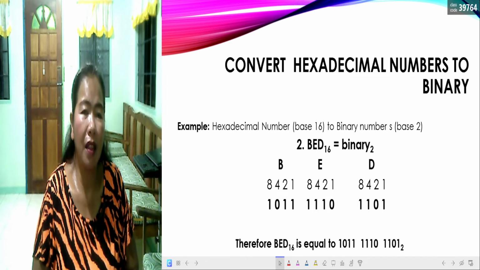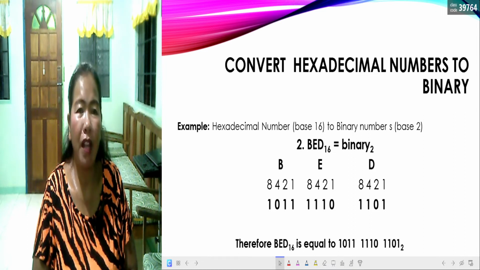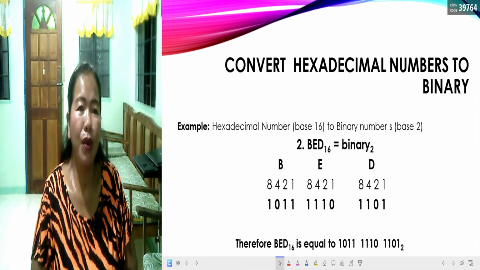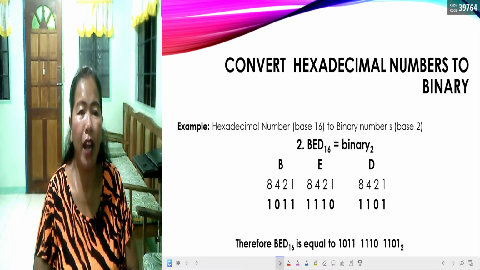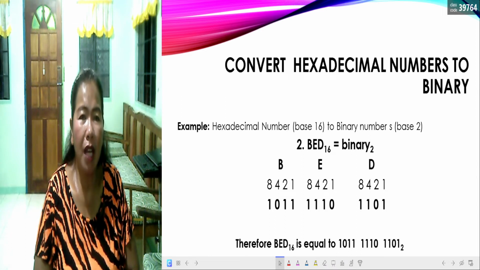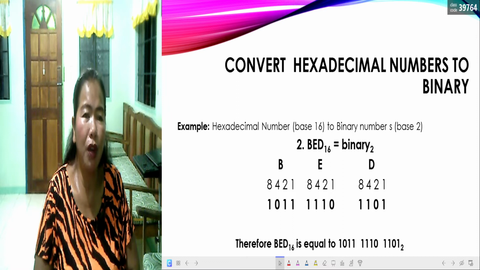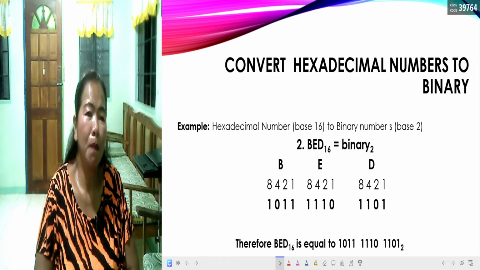So again, you have to write those three letters or three-digit letters separately. B separate from E and D separated from B and E. So you have to write also the multiplier equivalence, which is 1248, 1248, 1248. Then just try to imagine out of 1248 multiplier equivalence where you can get the value of the given hexadecimal.